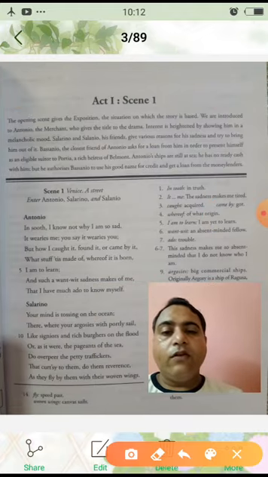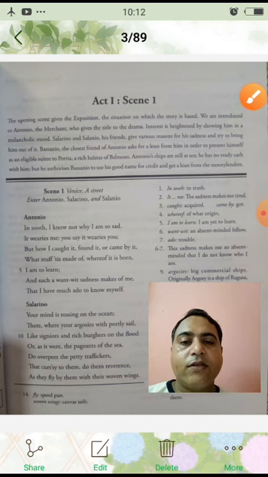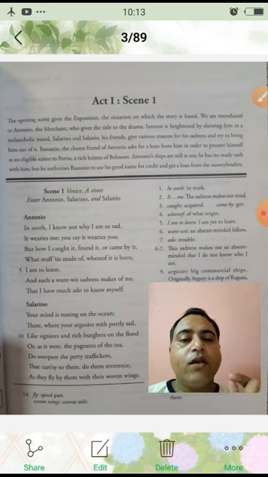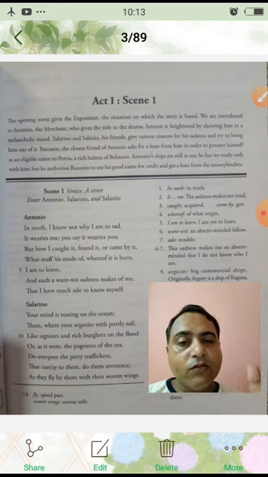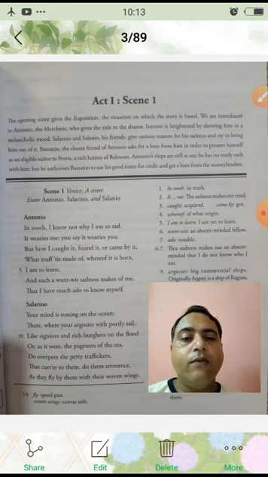Here, Antonio says, "In sooth, I know not why I am so sad. It wearies me. You say it wearies you. But how I caught it, found it, or came by it, what stuff 'tis made of, whereof it is born, I am to learn. And such a want-wit sadness makes of me, that I have much ado to know myself." Now what Antonio says, that is, in sooth I know not why I am so sad.